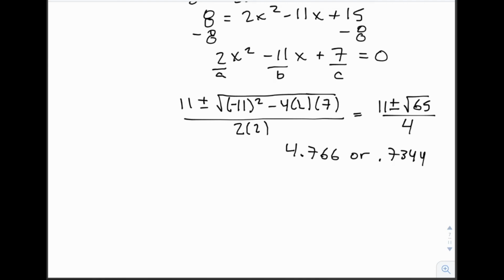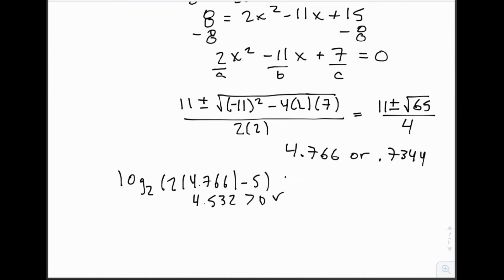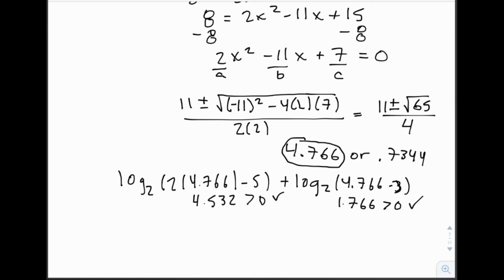So in this case, we will have log base 2 of 2 times 4.766 and then finally minus 5. What that would give us is approximately 4.532, which is greater than 0, so we are good for that first one. And then we can add log base 2 of 4.766 minus 3. What this is actually going to get us is 1.766, which is greater than 0. So again, we are good to go.